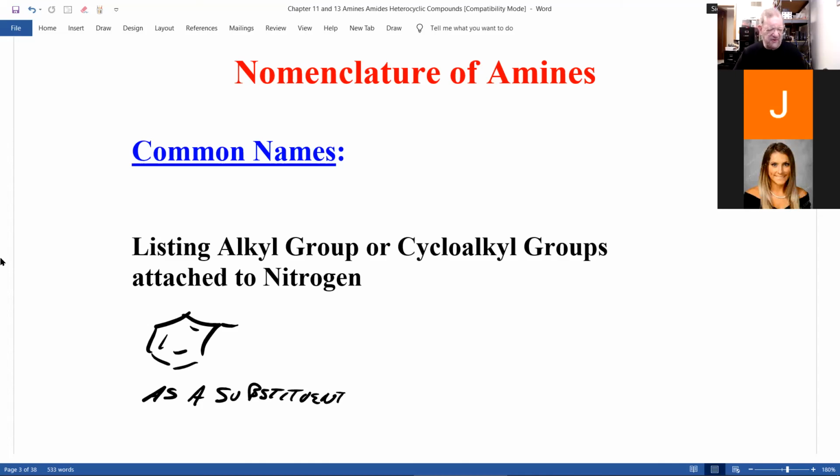I think I spelled substituent right. If not, you correct it. It's called the phenyl group, and all chemists pronounce it that way. So when you have this on the chain or ring, and this is a substituent, that's called the phenyl group.